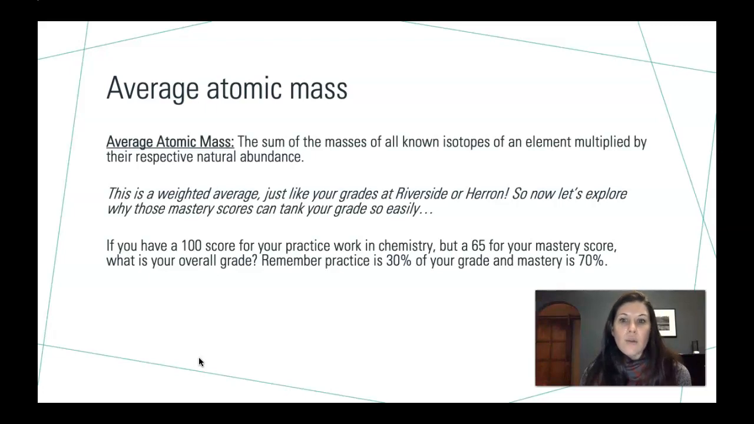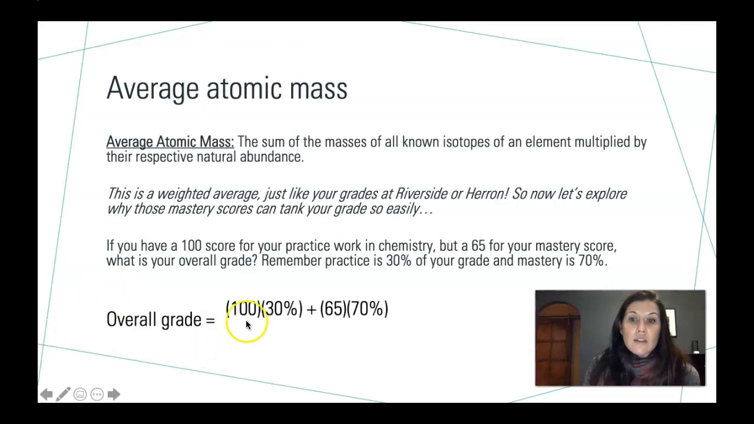Why doesn't that matter? Well, because we weight our grades. 30% is practice and 70% is mastery. So the way your grade is calculated is we take that grade of 100, multiply it by 30%, then add that to your grade of 65, multiplied by its weight, or 70%, all right? Then that divided by 100 gives you a grade of 75.5.